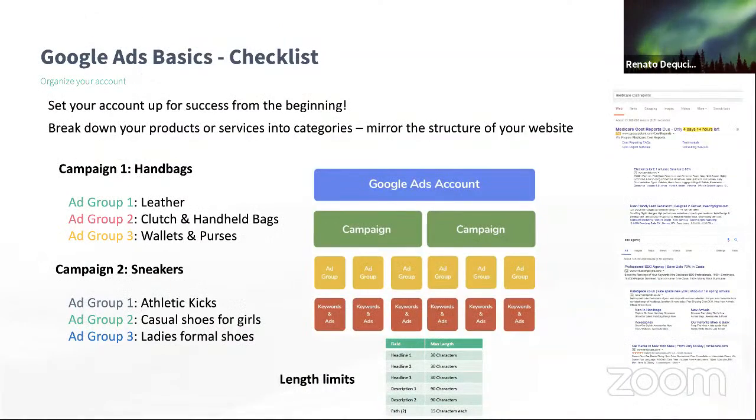So as we move on, let's talk about organizing your account. If you're starting your account from the beginning and you set it up properly right from the get-go, you're going to get more benefit out of it going forward. As you can see, there's a bit of a layout here. Your Google account sits on top, and you have your campaigns below that, your ad groups below that, and then your keywords. All of this feeds in together to help you build and set up your campaigns.